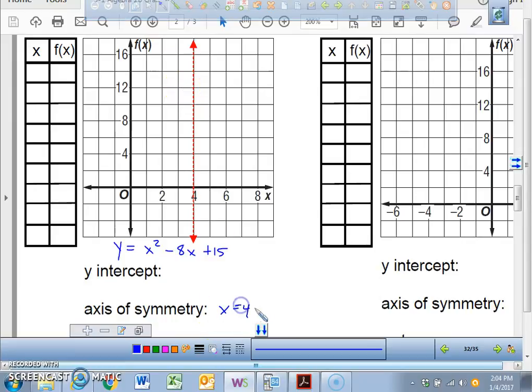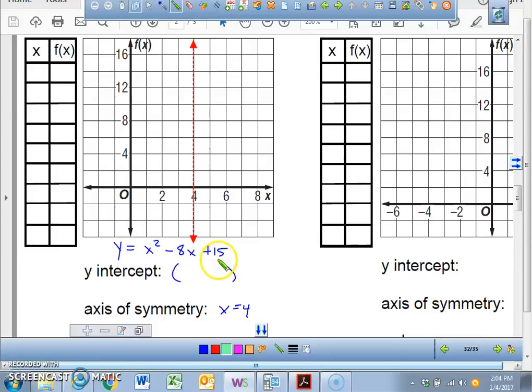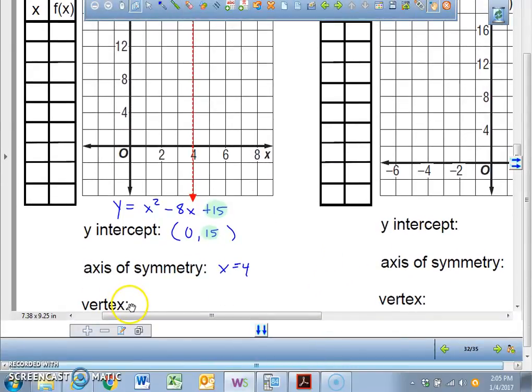Oh, by the way, guys, what's our y-intercept going to be? Here's the end. See it right there? That's the constant at the end. The y-intercept will always be the number that's right there at the end every single time when it's in this form. So your y-intercept is going to be at 0, 15. All right? By the way, what's the only thing else we need to find right here? The vertex. We know the vertex is going to be at x equals 4.